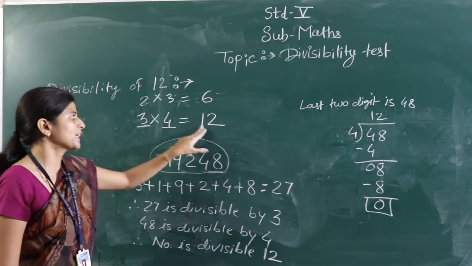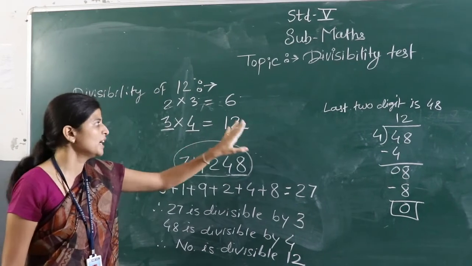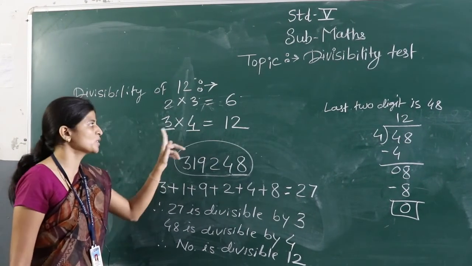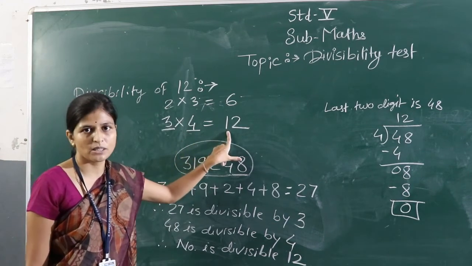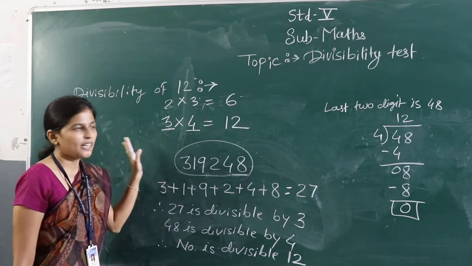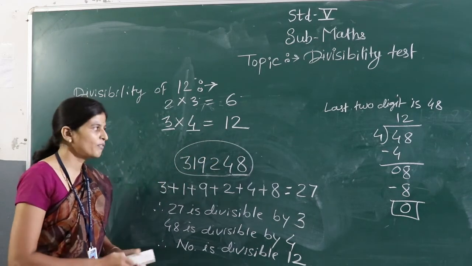Like this. For 12, whose divisibility will we check? 3 and 4, because 3 4s are 12. If the number is divisible by 3 and 4 both, that means the number is divisible by 12. If it is not divisible by either of them, so the number is not divisible by 12. This is the divisibility of 12.